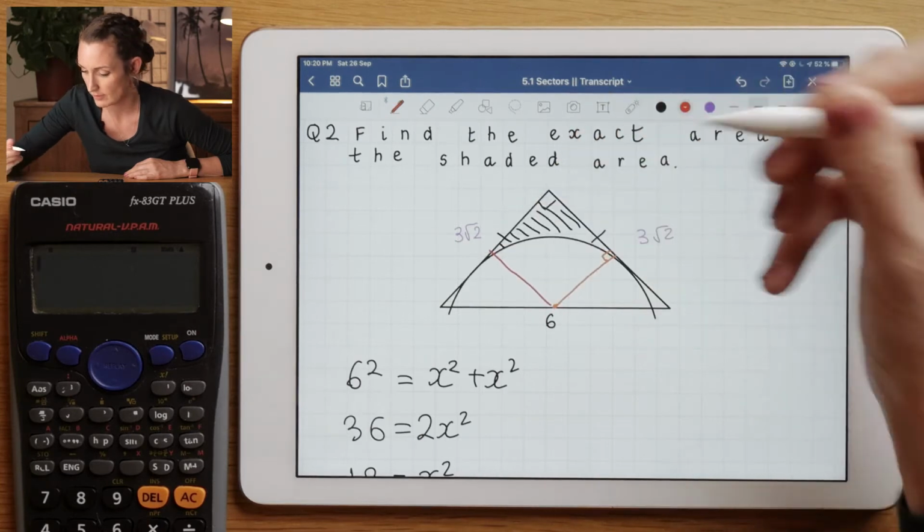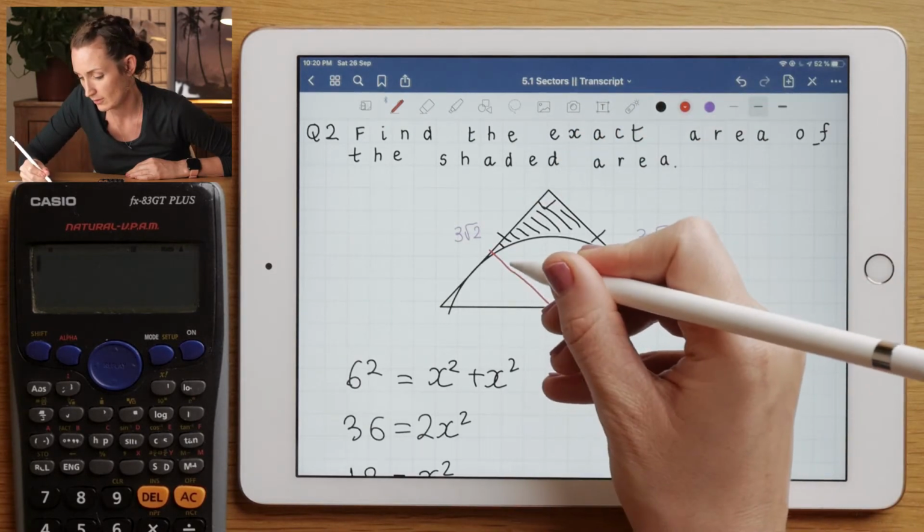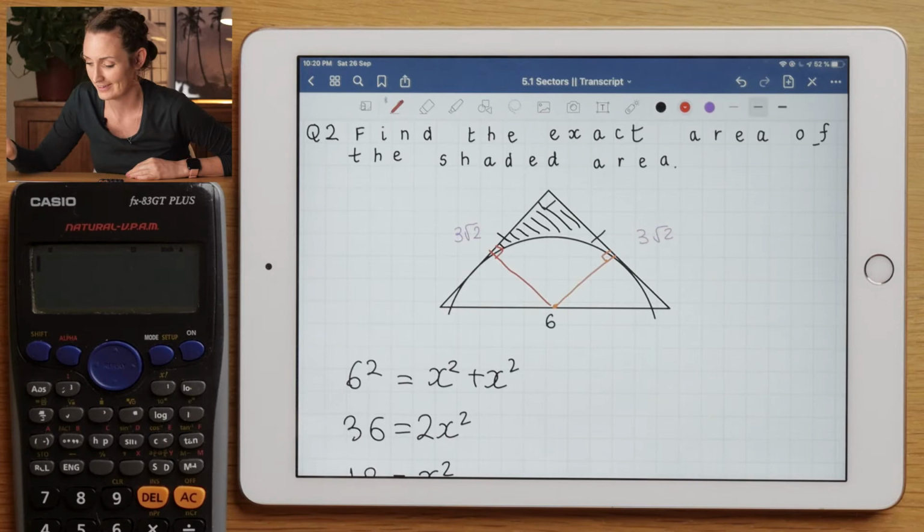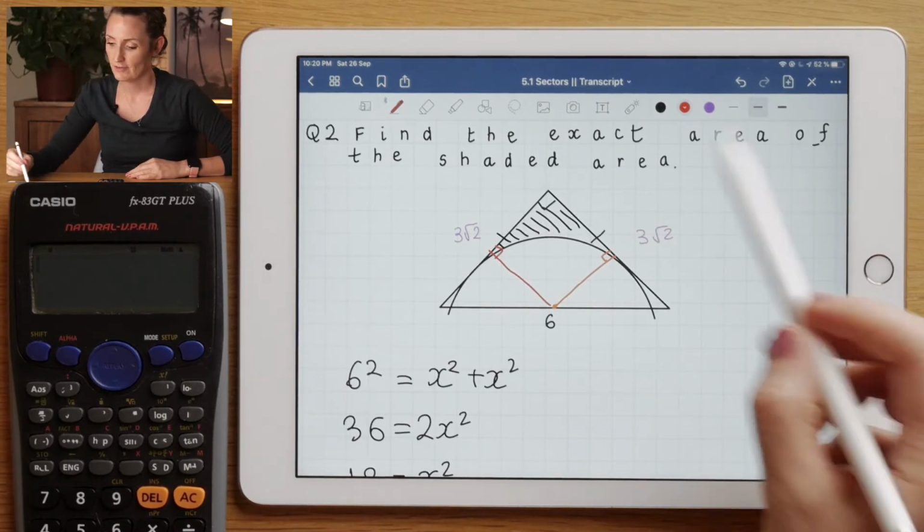Now this is a rough sketch, guys. I'm not a great artist. That might be a newsflash for everyone out there.